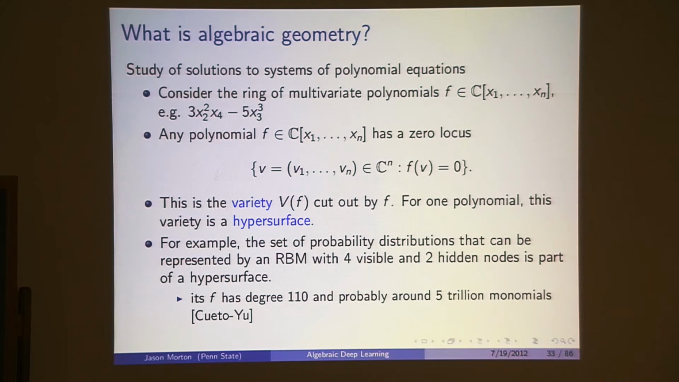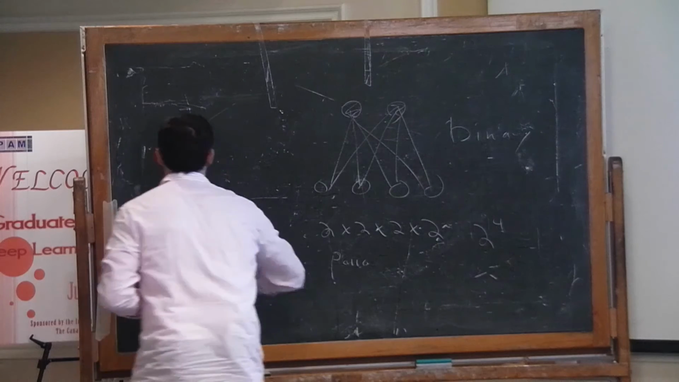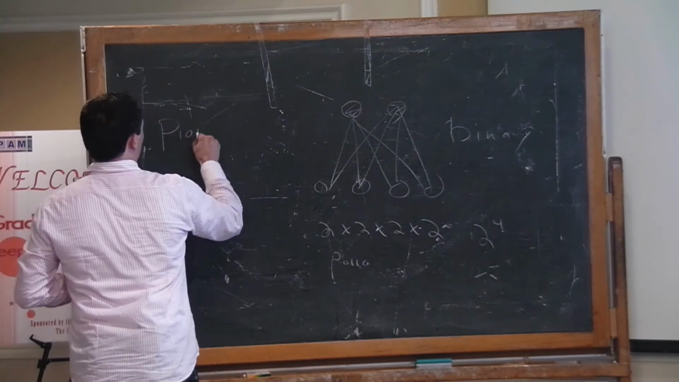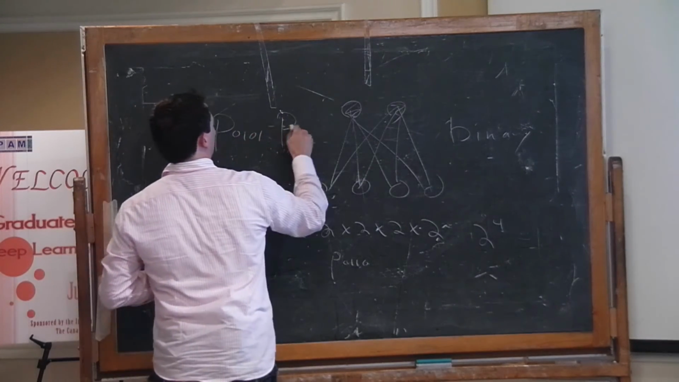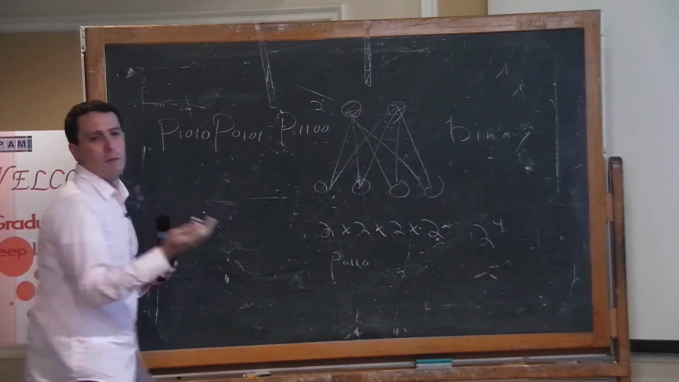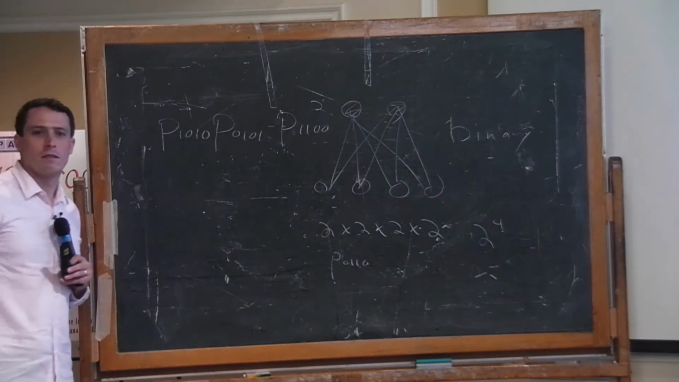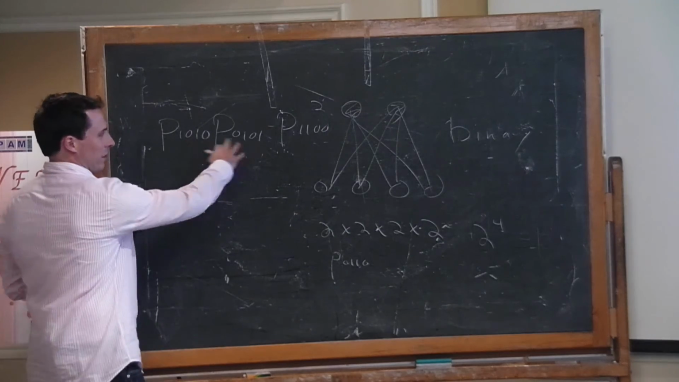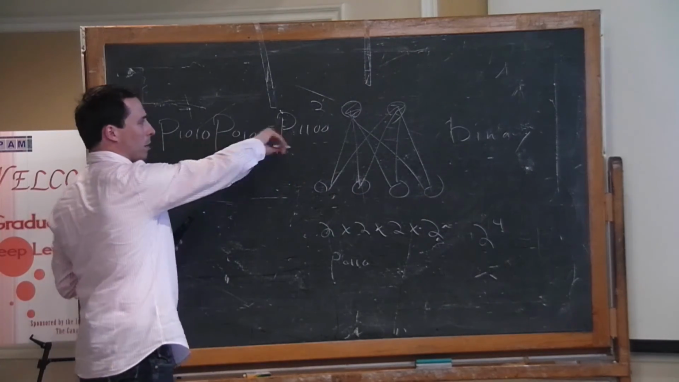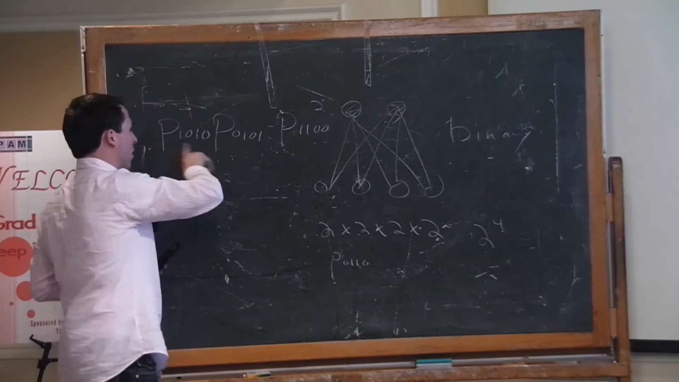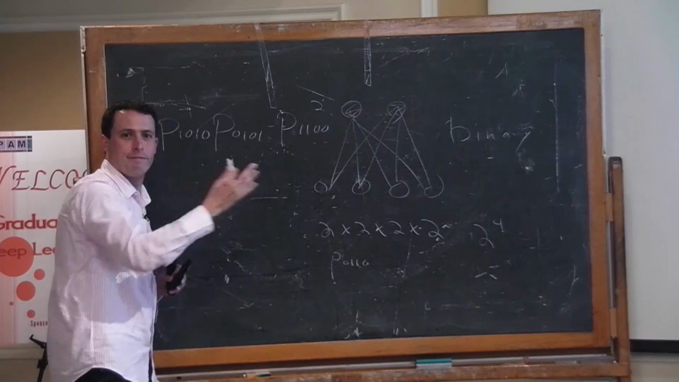When you have a probability distribution, what is a polynomial here? It's a polynomial in the probabilities. So for example, that would be a polynomial in the probabilities. This one is degree 2, and it has 2 monomials. This is some polynomial in these probabilities, but there are 100, each one has degree 110.